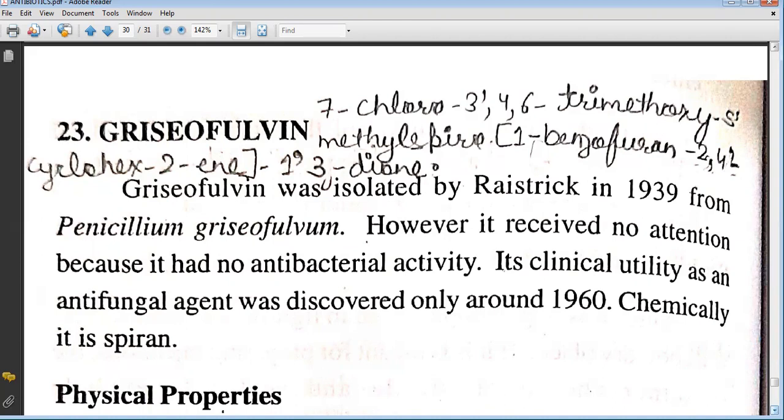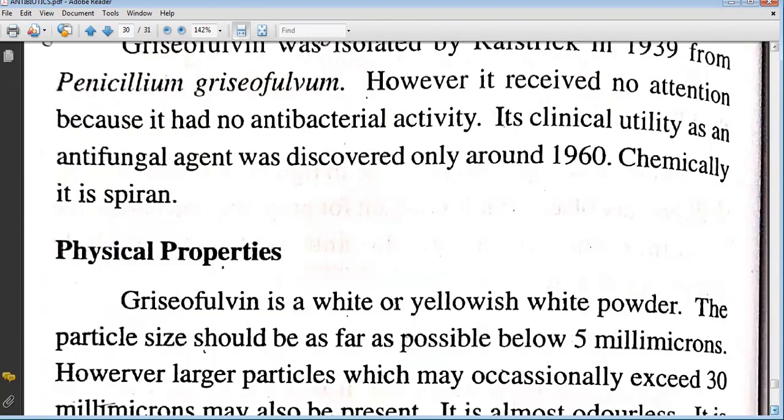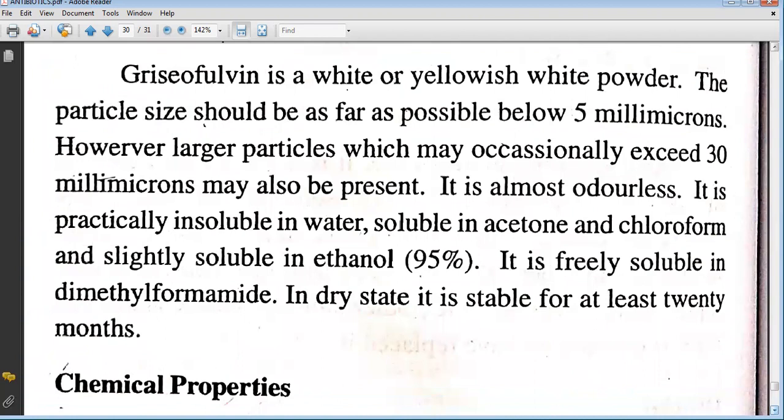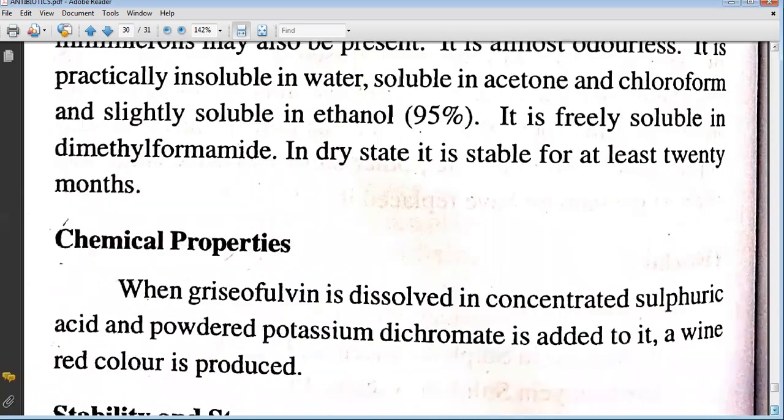Chemically it is a spiran. Griseofulvin is a white or yellowish white powder. The particle size should be as far as possible below 5 micron. However, larger particles which may occasionally exceed 30 micron may also be present. It is almost odorless. It is practically insoluble in water, soluble in acetone and chloroform, and slightly soluble in ethanol. It is freely soluble in dimethylformamide. In dry state, it is stable for at least 20 months.